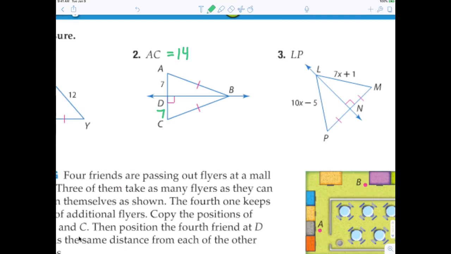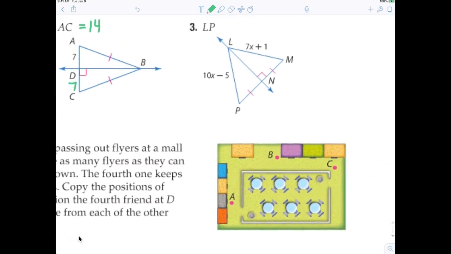All right, now number 3. Again, this is the perpendicular bisector. So we should be able to just look at that. Everybody should be able to look at that and just say X equals 2. Now practice your mental math and make sure that is correct. Yes. So now, if we figured out that x is equal to 2, we should be able to tell me that LP is equal to 15. All right. LP is 15.